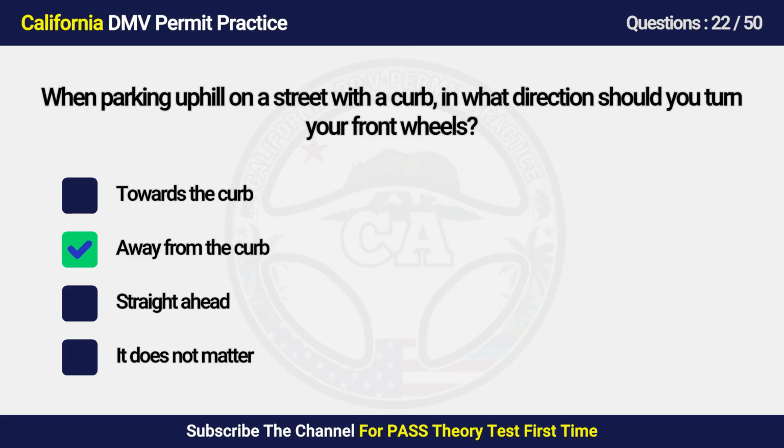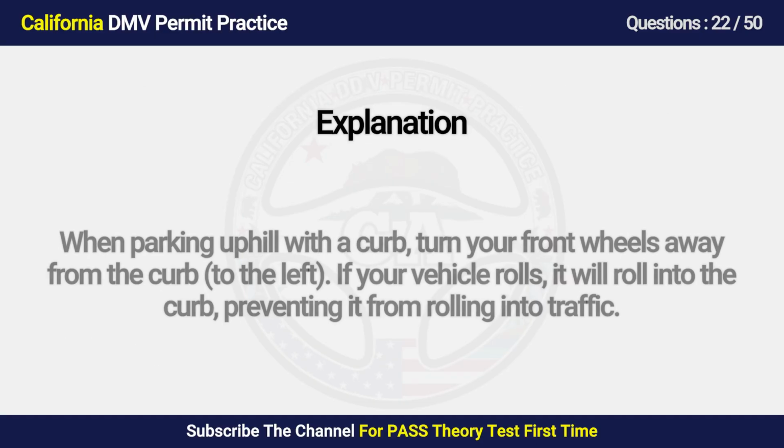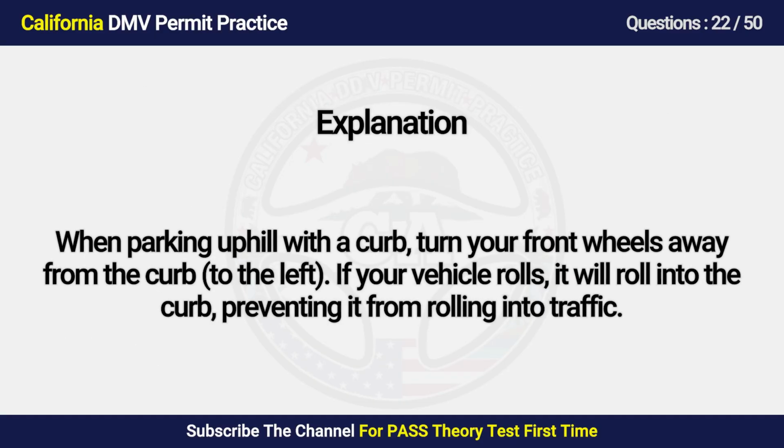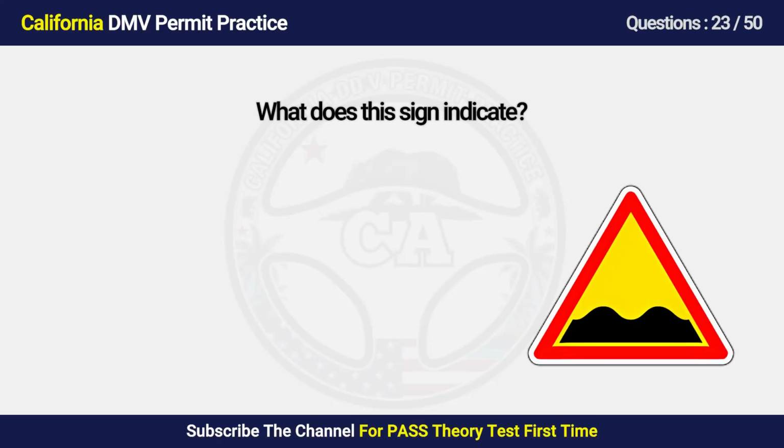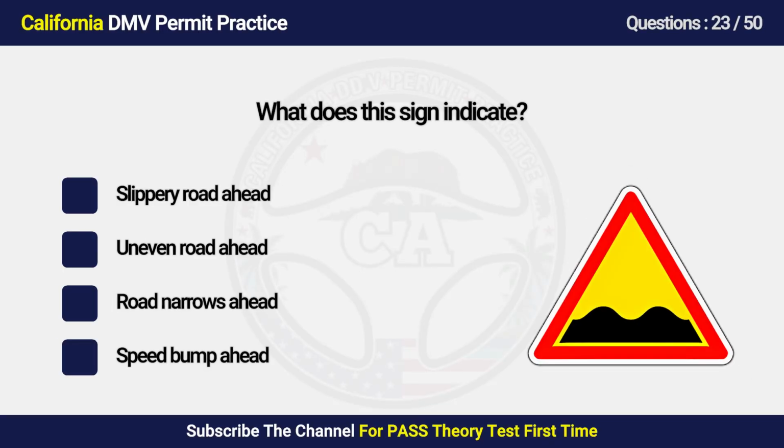Answer is B. Away from the curb. When parking uphill with a curb, turn your front wheels away from the curb, to the left. If your vehicle rolls, it will roll into the curb, preventing it from rolling into traffic. Question 23. What does this sign indicate? A. Slippery road ahead. B. Uneven road ahead. C. Road narrows ahead. D. Speed bump ahead.